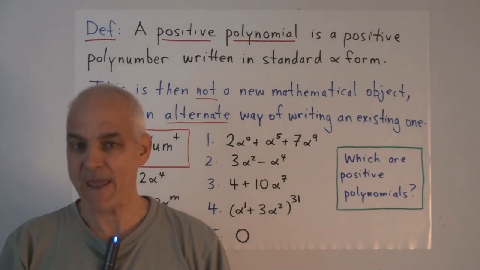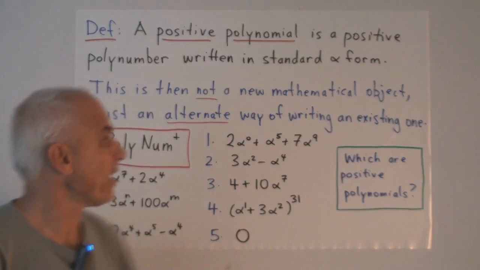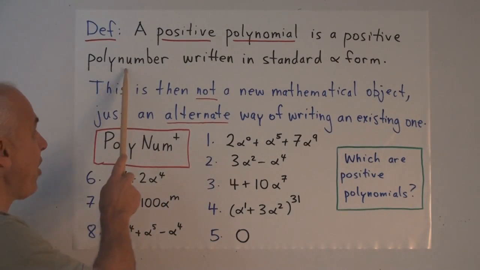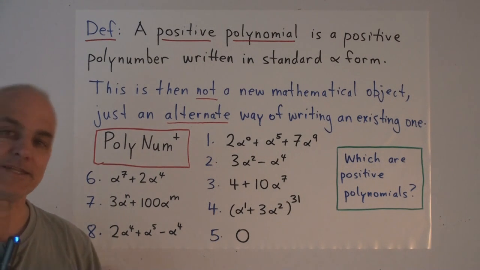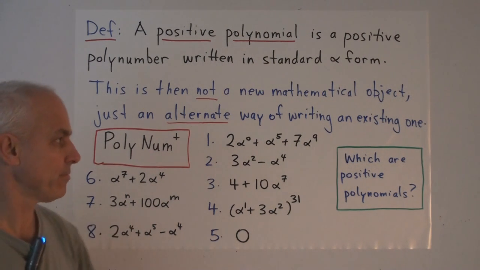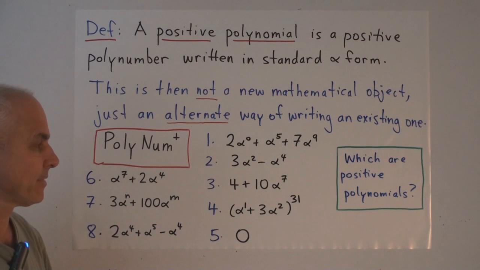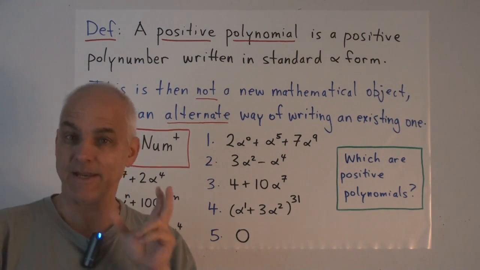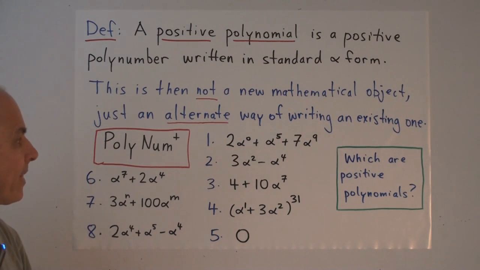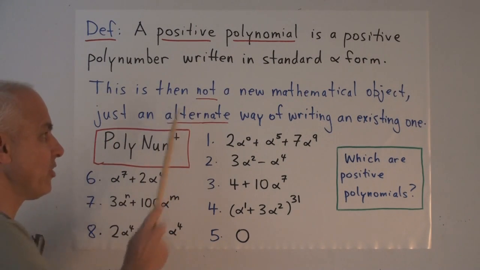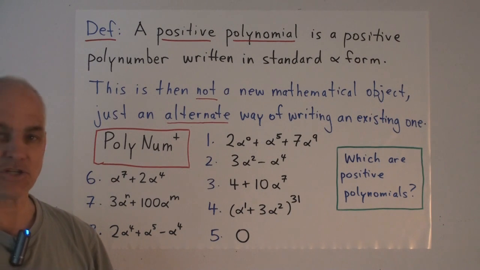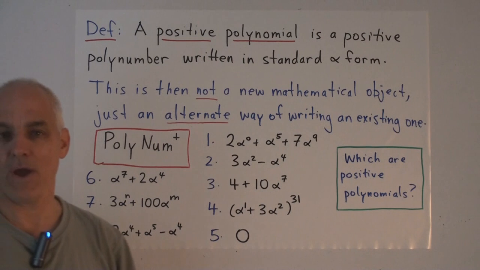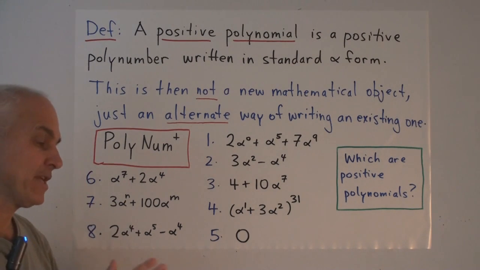So here then is our main definition: a positive polynomial is a positive polynumber written in standard alpha form. So a polynomial is just a polynumber written in a particular way. This is then not a new mathematical object. We're still just talking about positive polynumbers, but we're writing them in a new way. We've seen this before, actually.